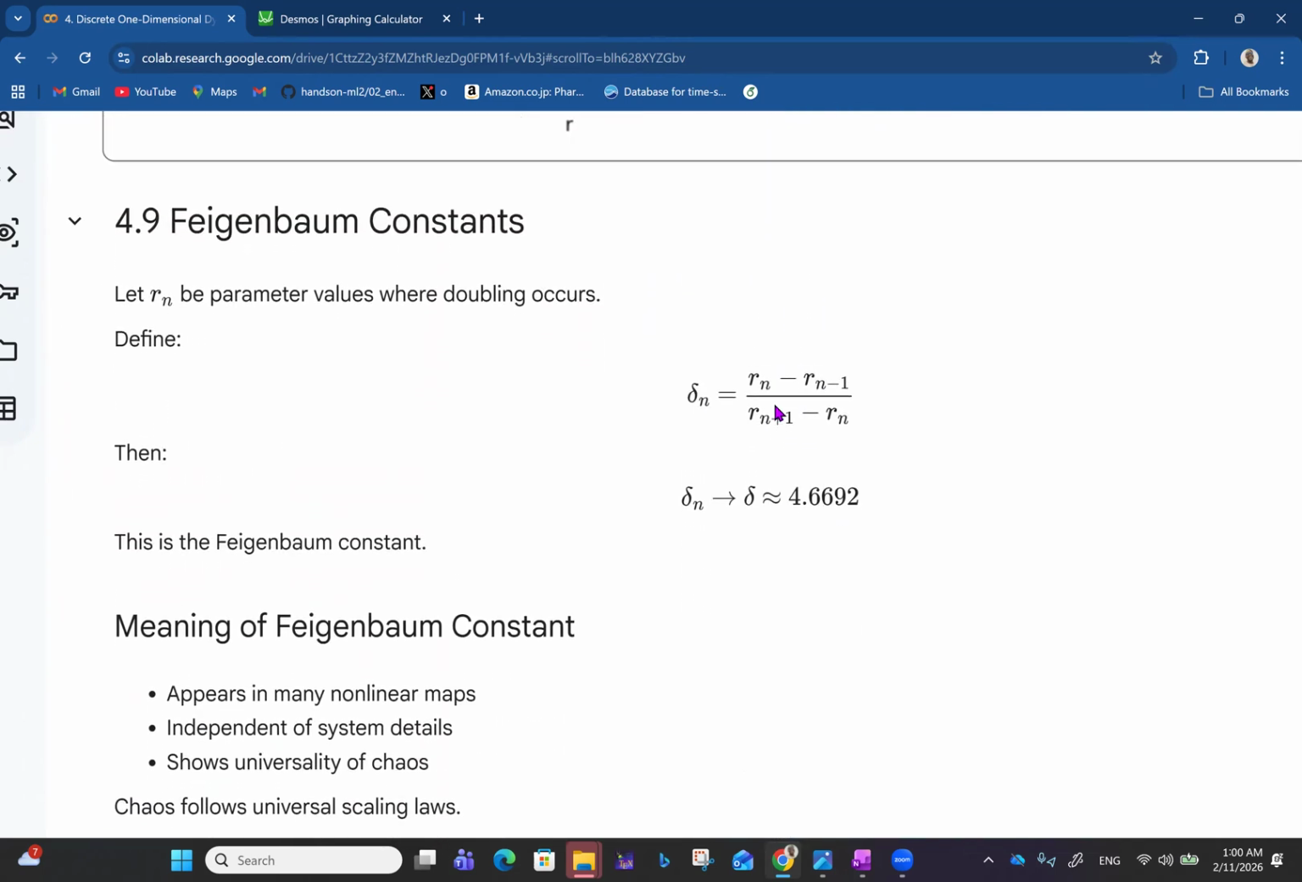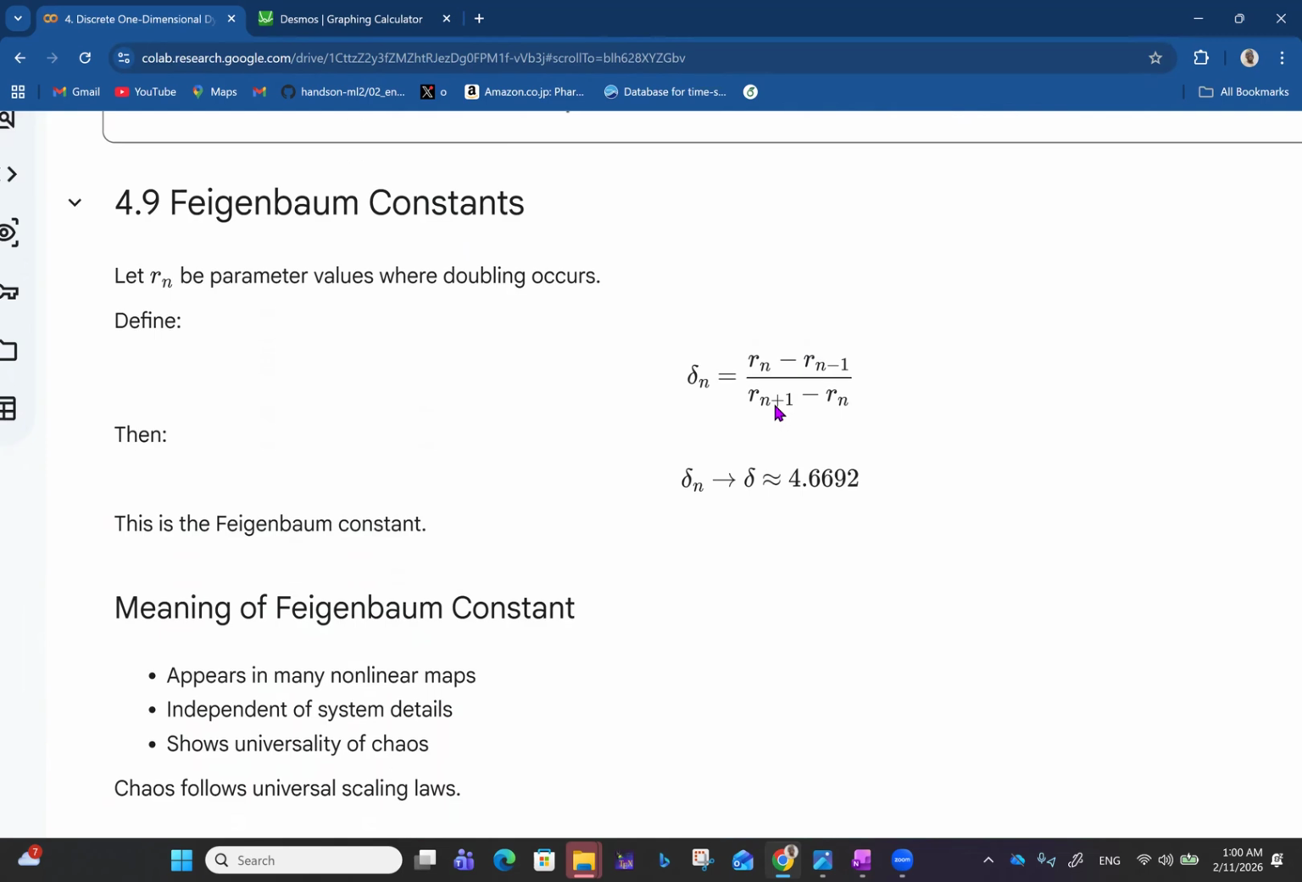And then that takes us to the idea of the Feigenbaum constants. Let R sub n be the parameter values where doubling occurs. So if doubling occurs like what we have up there, you define delta sub n equal to (R sub n minus R sub n minus 1) over (R sub n plus 1 minus R sub n). Then if you do this, delta n approaches delta, which is approximately 4.6692. This 4.6692 is what is called the Feigenbaum constant.